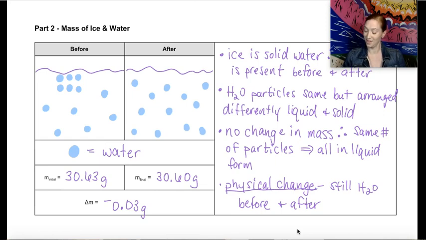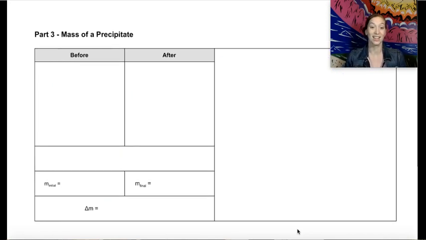Okay. Moving right along to part 3, mass of a precipitate. This time we have 2 different substances. Okay, we have solution A and solution B. It doesn't really matter for our purposes here what those substances actually are. We're just going to label them as solution A. And then let's go with, like, I don't know, orange for solution B.